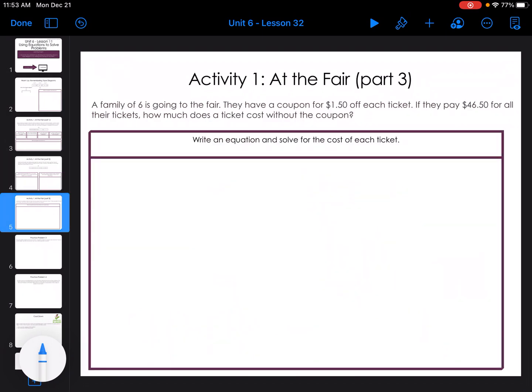All right, a family of 6 is going to the fair. They have a coupon for $1.50 off of each ticket. They pay $46.50 for all their tickets. How much does the ticket cost without the coupon? So they want us to write an equation and find the cost.